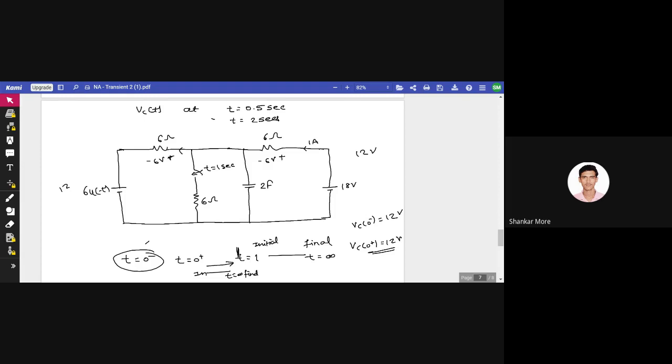Then if you observe here, the switch is closing at t is equal to 1 second. Meaning, when we are calculating the value of vc of t at t is equal to 0.5, we are not considering, actually, that the switch has not closed yet. Okay, the switch is not closing. So how do we proceed with the calculations?